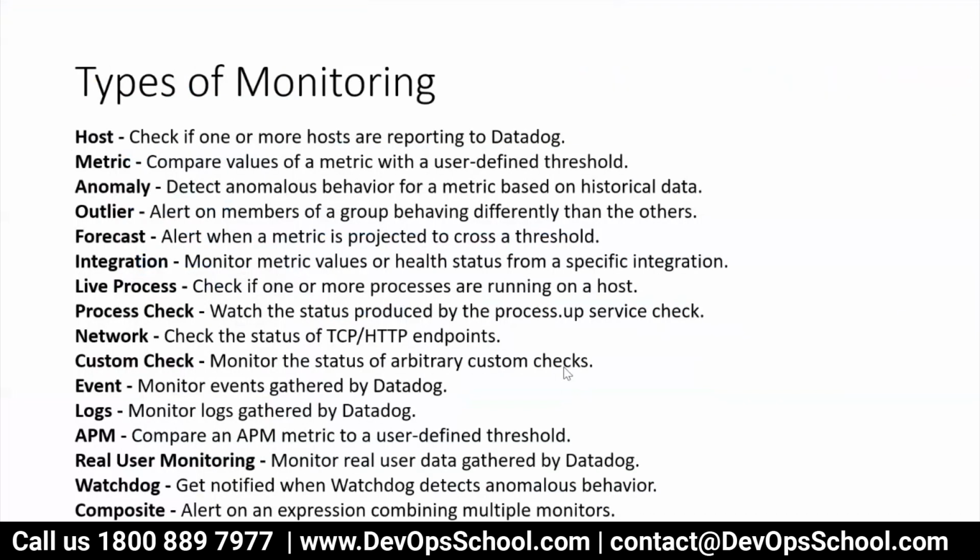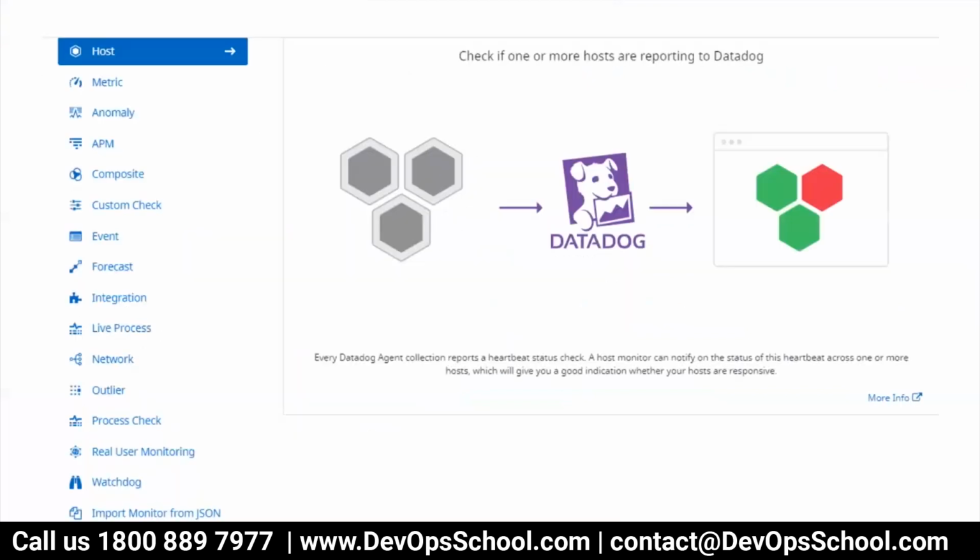So what are the types of monitoring we have in Datadog? I think you can check it out: host, metric, anomaly, outlier, forecast, integration, live processes, process check, network, custom check, events, logs, APM, RUM, and many more. So let's discuss one by one.